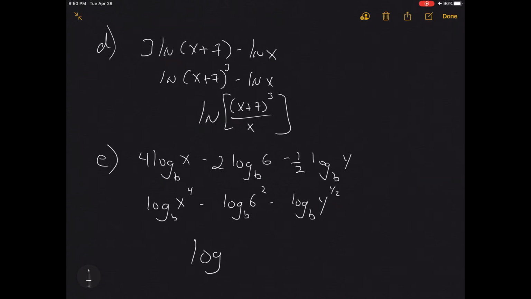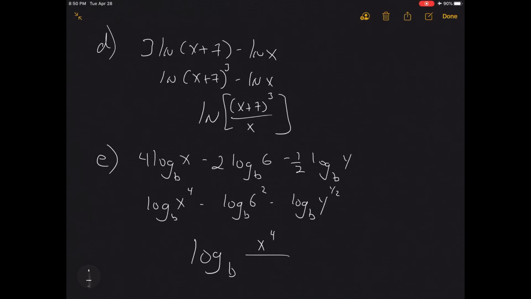So I'm going to have the log base b. Now, the first one here is positive, that log of x to the 4th. There's no sign out in front of it, so that means it's positive. It's understood to be a positive log. So it's going to go on the top. The second one is being subtracted, so that 6 squared is going to go on the bottom.